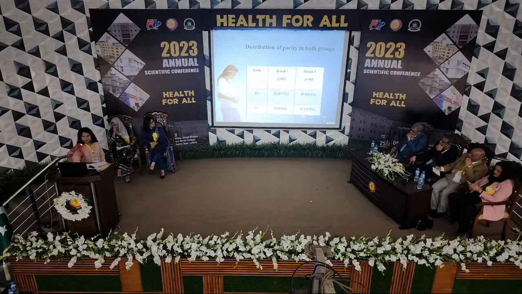The distribution of parity in both groups was as follows: group 1 had para 0 to 1 mothers 87%, while group 2 had 66% of para 0 to 1 mothers, while parity higher than 1 was observed in 12% of group 1 mothers and 33% of group 2 mothers.